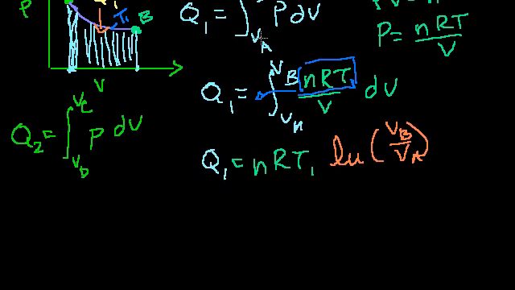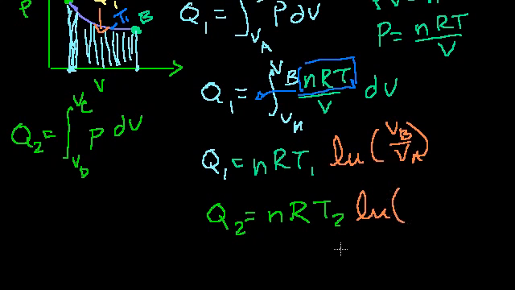And we do the exact same math there. You get Q2 is equal to nR. This time the temperature is T2. We're on a T2 reservoir. Times the natural log, and this time, instead of VB over VA, it's going to be VC divided by VD. VC divided by VD.